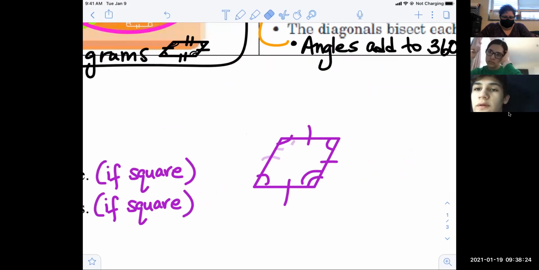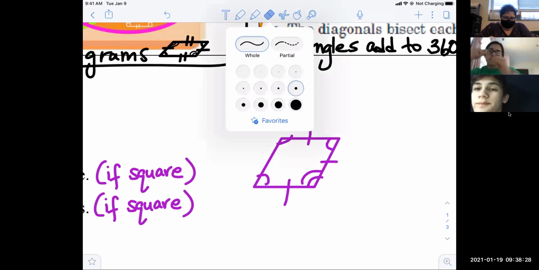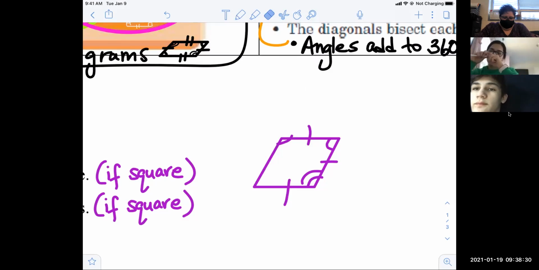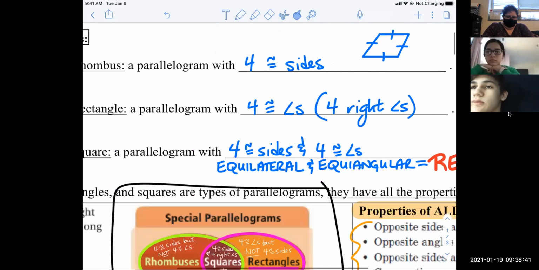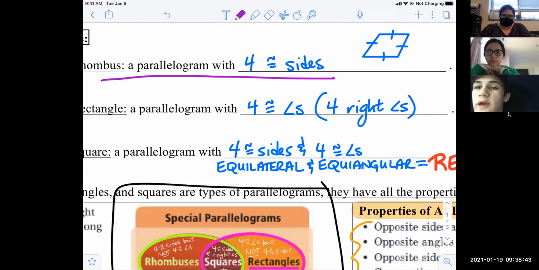Is it possible for a rhombus to not be a parallelogram? Even if I go back to, let me go back to, yeah. Is it possible for a rhombus to not be a parallelogram? So that's the definition. Yeah. It is possible for a rhombus to not be a parallelogram. Wait, no, it's not. Okay. So is it always, sometimes, or never?